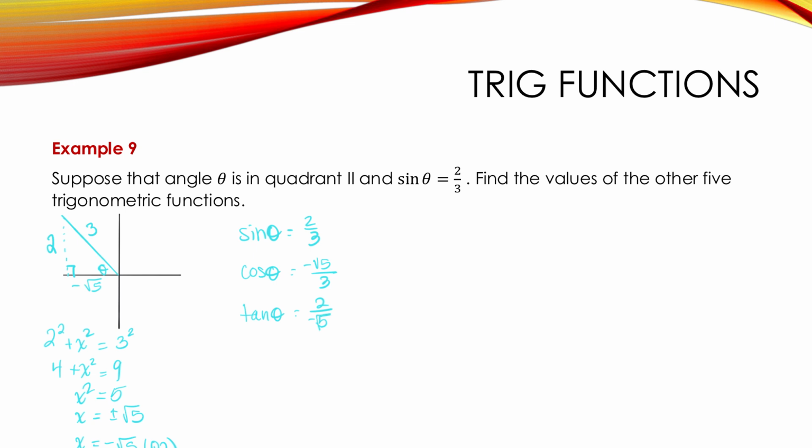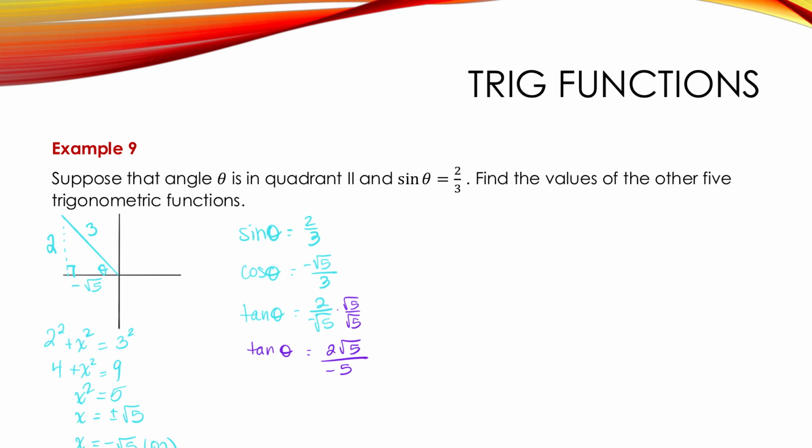But now we have a radical in the denominator, so we need to rationalize it by multiplying the top and bottom by root 5. And we end up with tangent of theta being 2 root 5 over a negative 5. And again, you can put the negative at the top, in the front, wherever you want to put it.